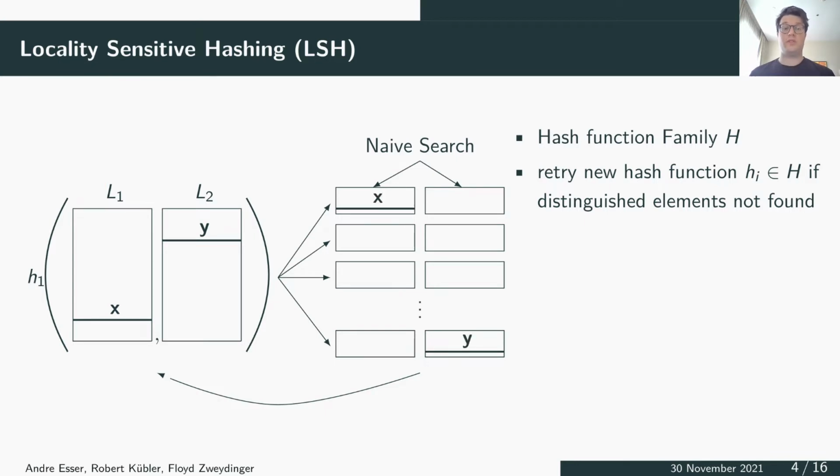Note that because of the probabilistic nature of this approach, this must not happen. This happens only with a certain probability. Note that in the case where the two elements are in separate buckets, we are unable to find them via the naive search. So in this case, we have to reapply a new hash function and hopefully find the values this time.